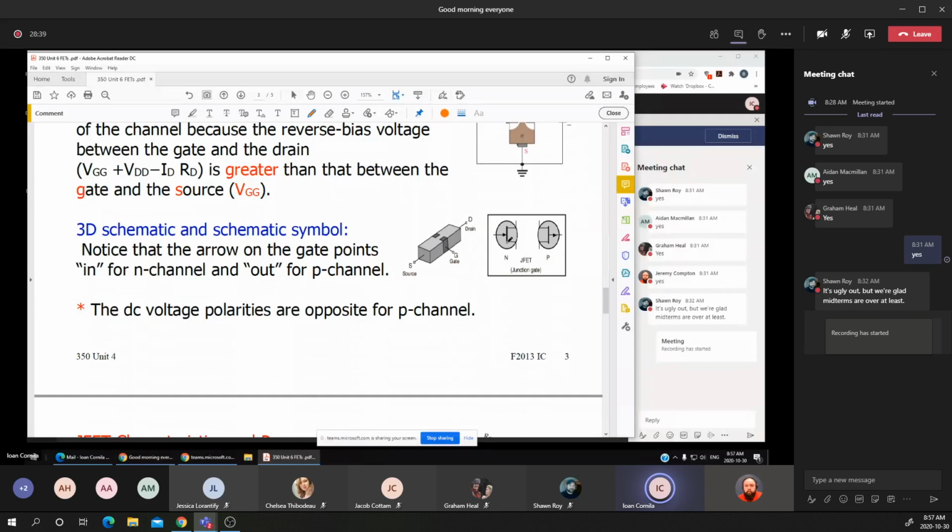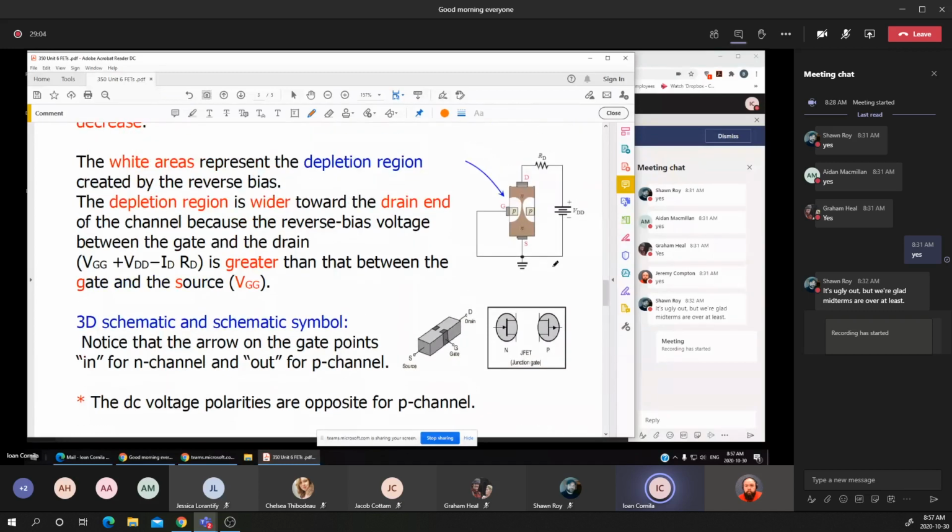Now, the only difference between the N channel and the P channel is the arrow. If the arrow is pointed in to the channel, the FET is an N channel FET. If the tip of the arrow is pointed out, that's a P channel FET. The only difference in functionality is that if we are using a P channel FET, the voltages have to be in reverse.